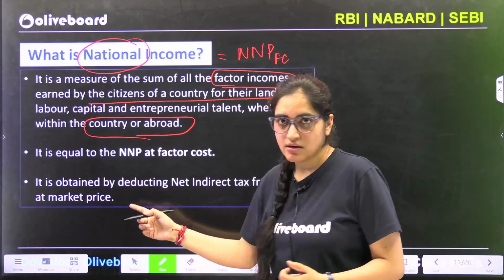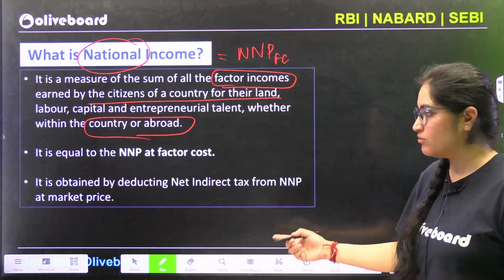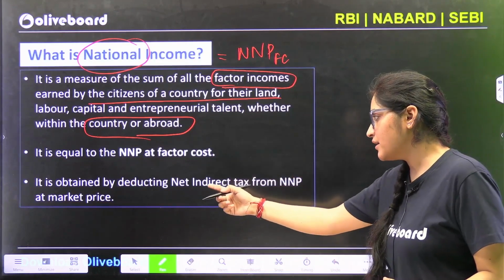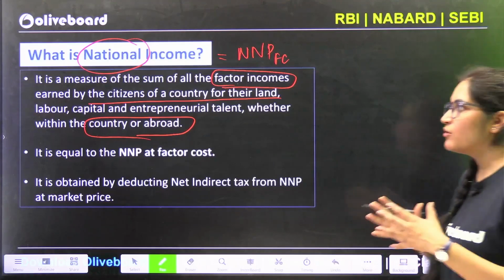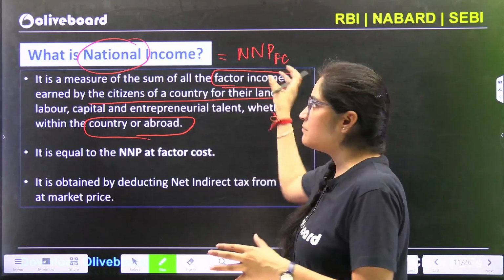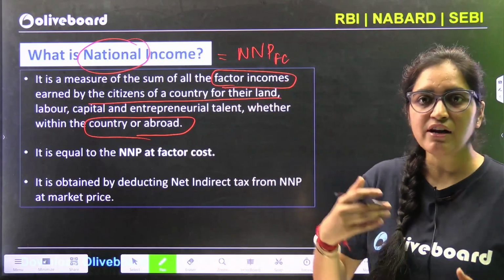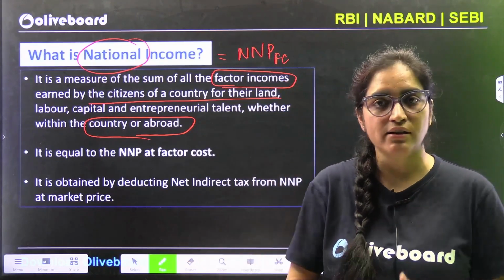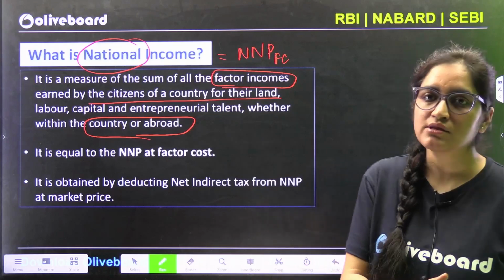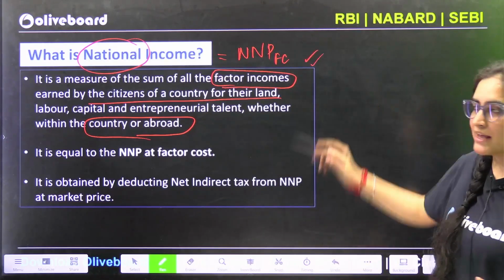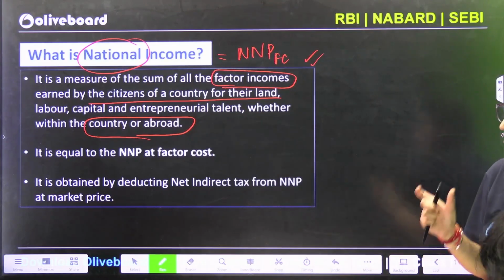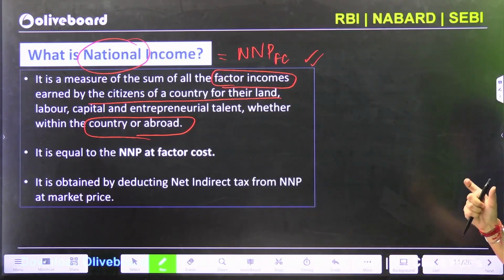It is obtained, I hope you know by now, by deducting your net indirect taxes from NNP at market price. So what you are going to do is add NNP at market price, for the prevalent market prices, you just calculate the data and then subtract the net indirect taxes, and after deduction you will be getting NNP at FC. That is how you are going to get national income.